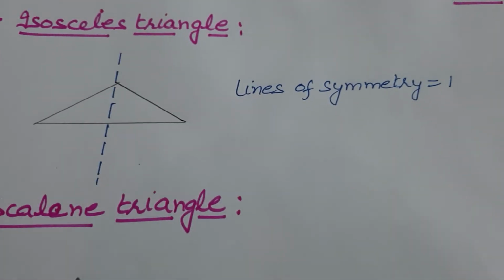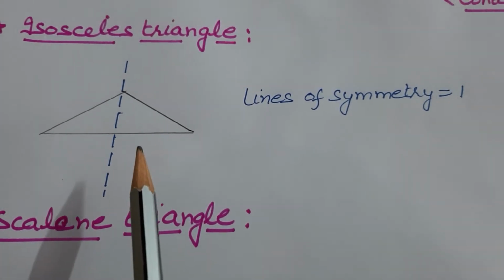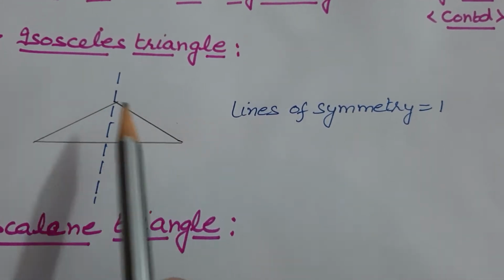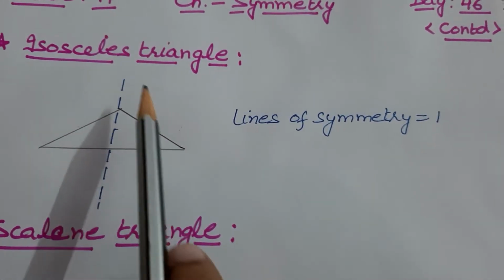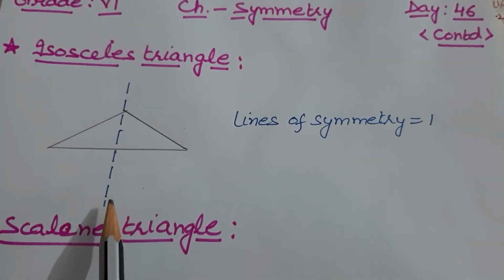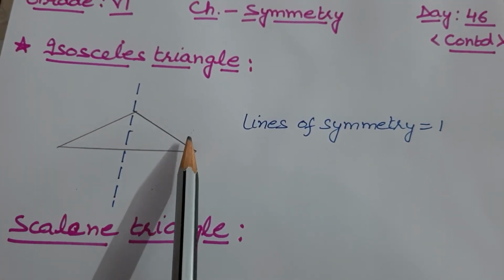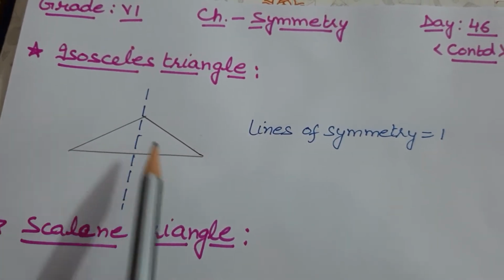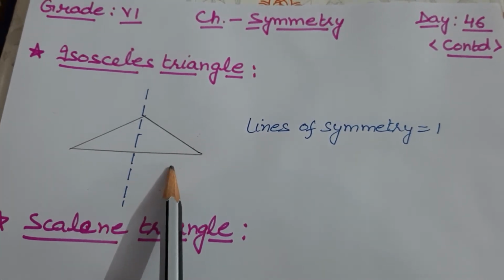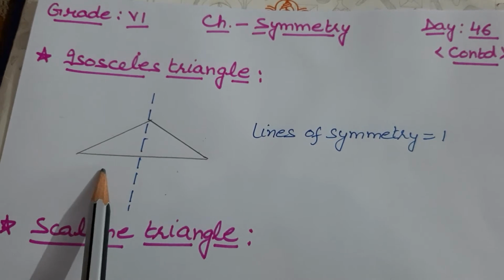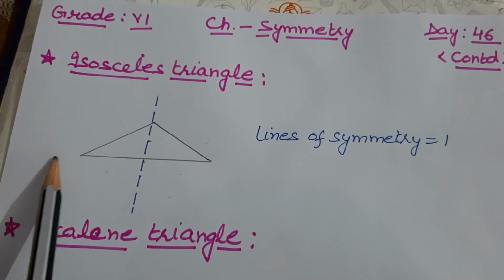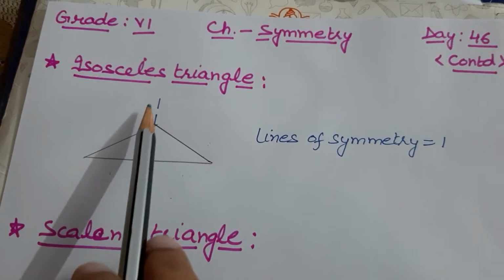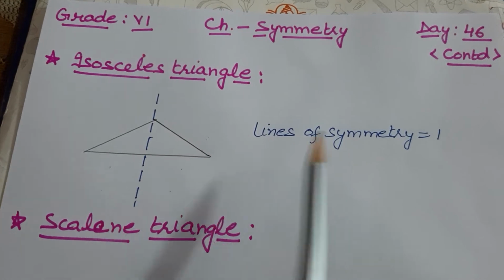Okay, so next is the isosceles triangle. An isosceles triangle is a triangle whose only two sides are equal. So I am taking these two sides equal. If these two sides are equal, then the line of symmetry will pass through these two lines only. Here we cannot draw a line of symmetry because these two sides are not the same, they are unequal. So no line of symmetry can be drawn between these two. Okay, only one line of symmetry will be there.